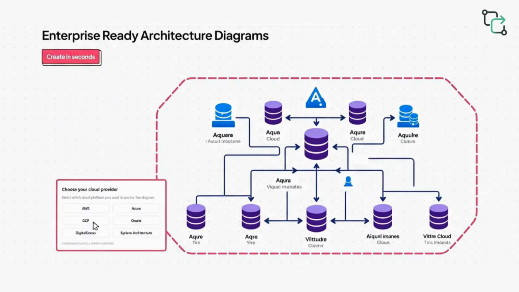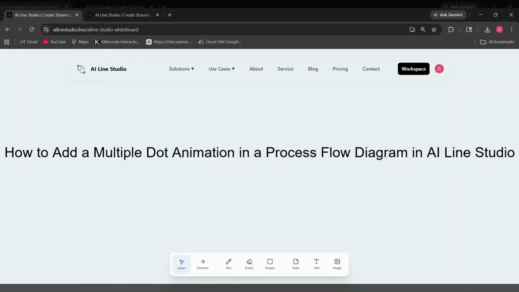Clear, structured, production ready. Hello everyone, welcome to AI Line Studio tutorial 156, and today's topic is how to add a multiple dot animation in a process flow diagram in AI Line Studio.